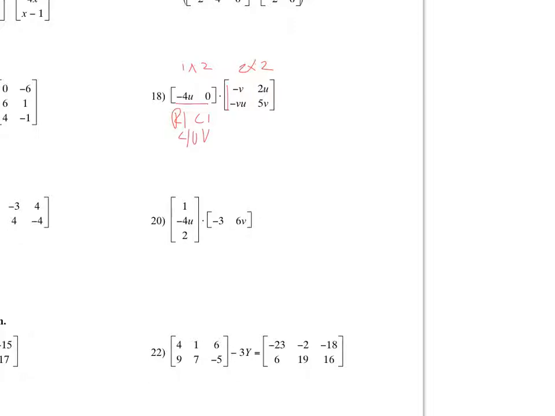Row 1, column 2. Negative 4u times 2u is going to be negative 8u squared. And 0 times 5v is going to be 0. I don't have a row 2, so actually this is done as my final answer. So it's a 1 by 2 matrix with 4uv as my first element, and negative 8u squared is my second.